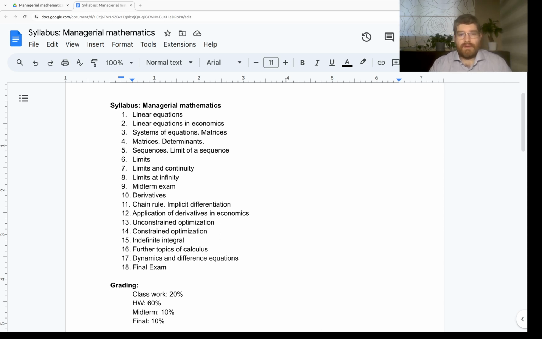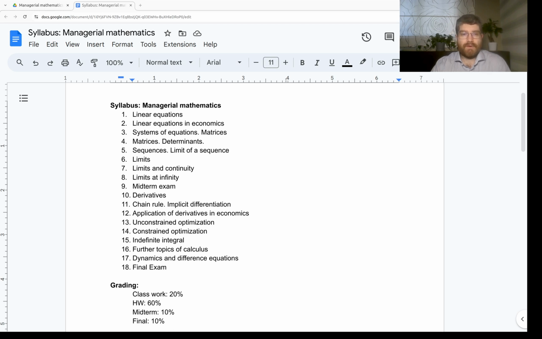After that we will deal with integrals, which are basically used to calculate areas under the curves, which represent total quantities. For example, the indefinite integral can be used to find total cost from marginal cost or total revenue from marginal revenue.